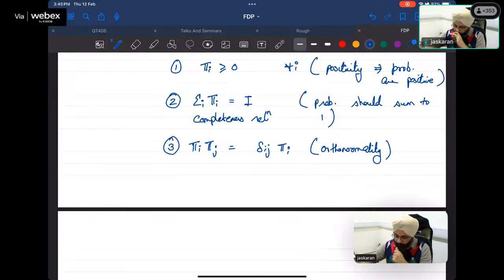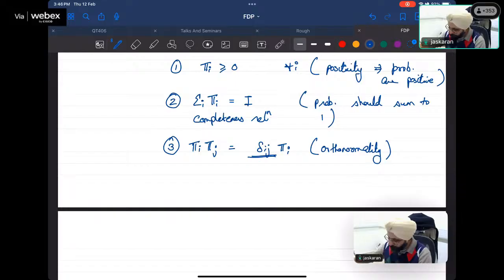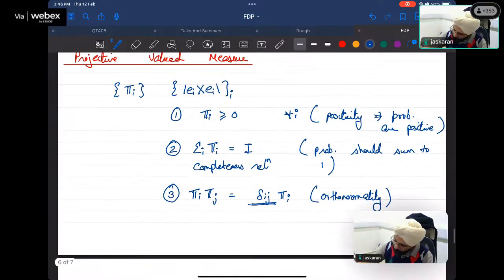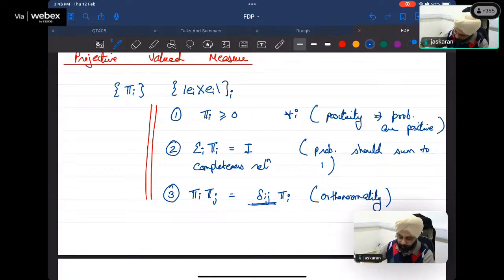When pi_i is orthogonal to pi_j, I will get the value 0, where delta_ij just gives me 0. But if i is equal to j, delta_ij is equal to 1, and then I get the same projector pi_i. This is by the fact that pi_i squared should be equal to pi_i. Otherwise, it will not be a valid projector. So these are the three conditions which tell us when a set of projectors forms a valid measurement. We will call them the conditions for PVMs.